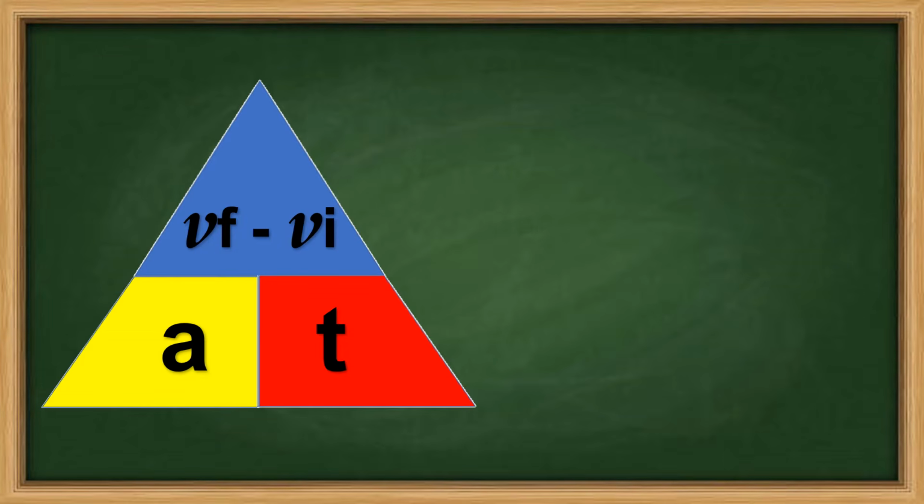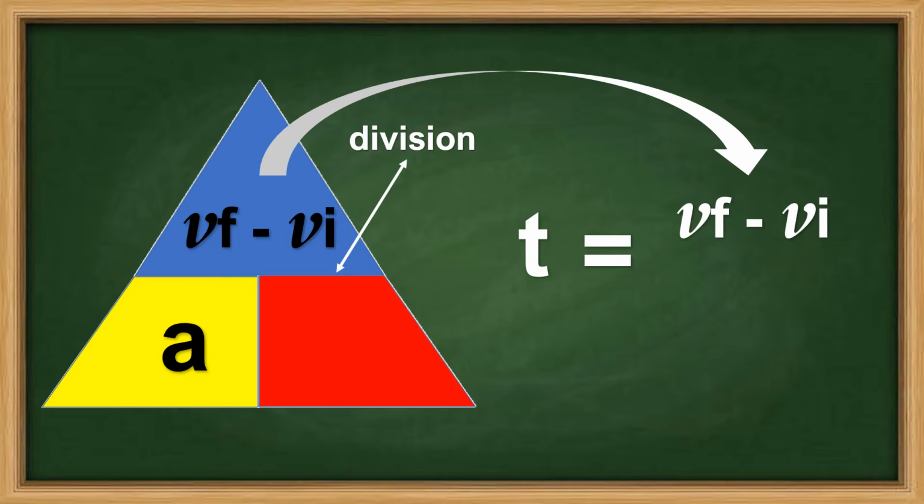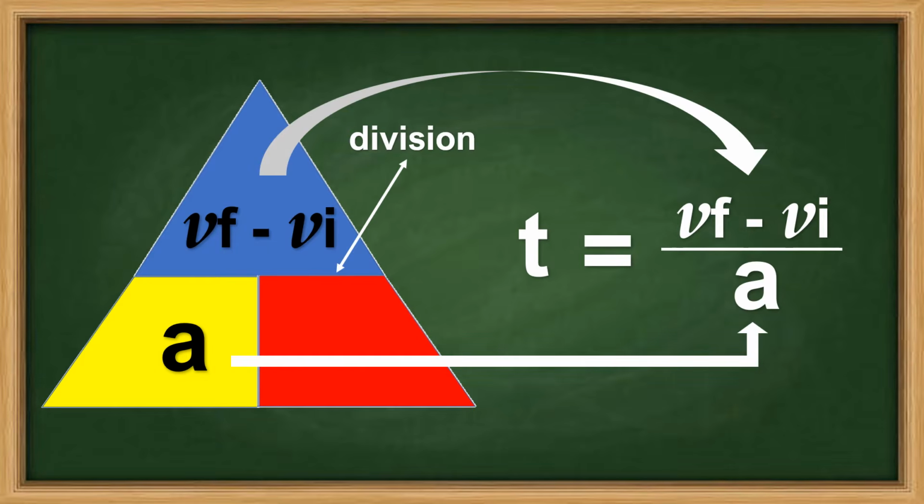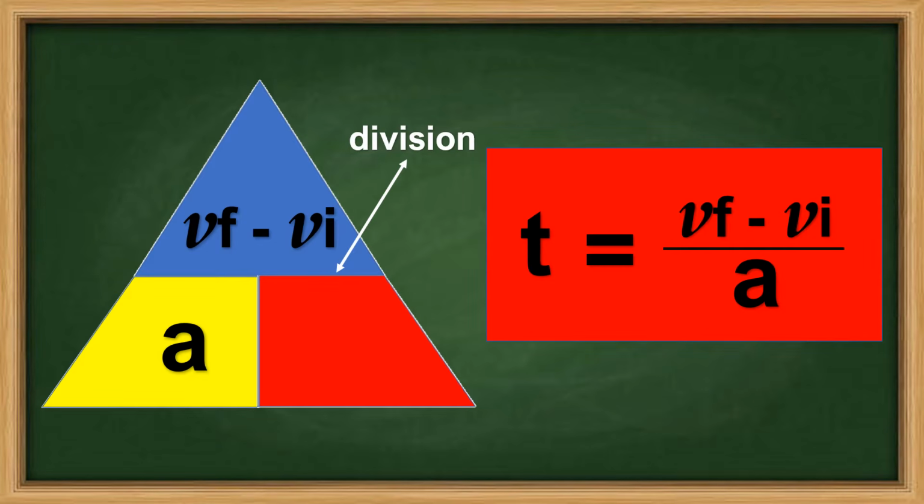Using the same triangle, derive naman natin ang formula for time. Paano kung time naman ang hinahanap? Katulad sa ginawa natin kanina sa acceleration, ilalabas ang T sa triangle. Matitira ang A sa baba at Vf minus Vi sa taas. At ang hati sa gitna ay magiging division pa din. T is equals to Vf minus Vi divided by acceleration. Formula for T or time is T is equals to Vf minus Vi divided by A.